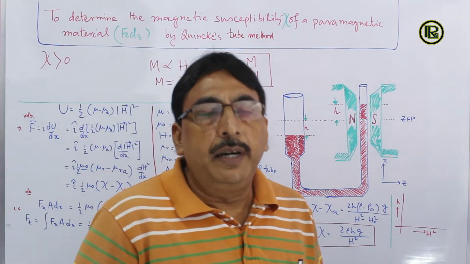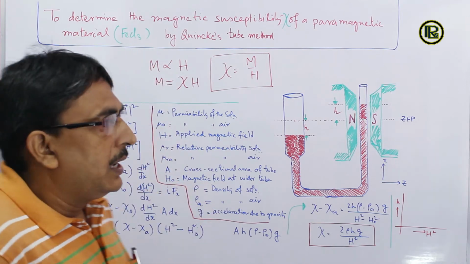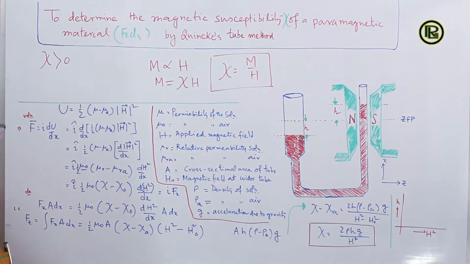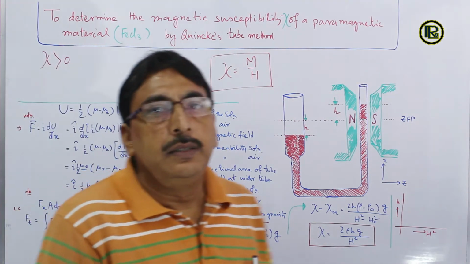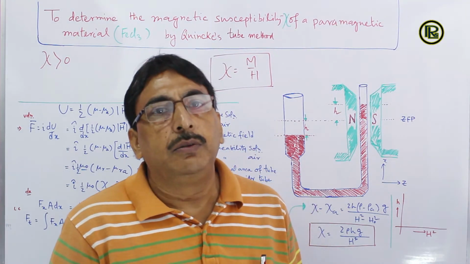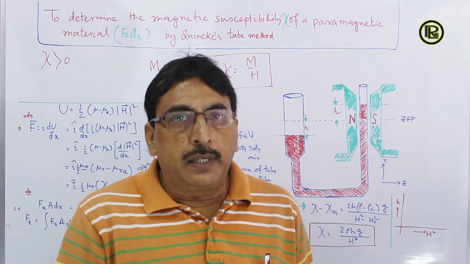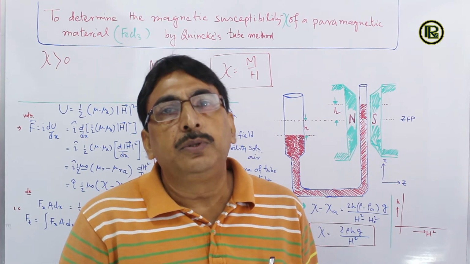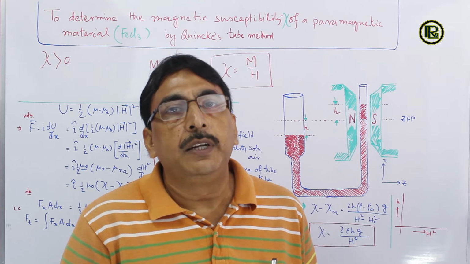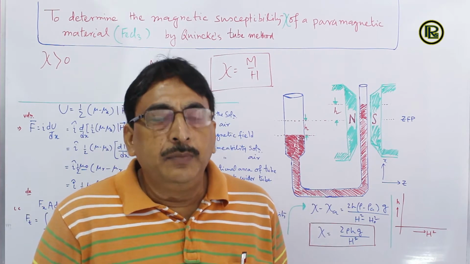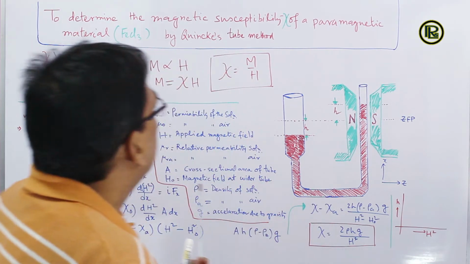paramagnetic material, and we will take an aqueous solution of ferric chloride. We will dissolve the ferric chloride in water, and that will be used as the sample for our experiment. And the experimental arrangement is the following.